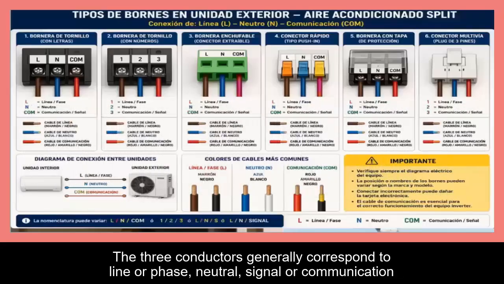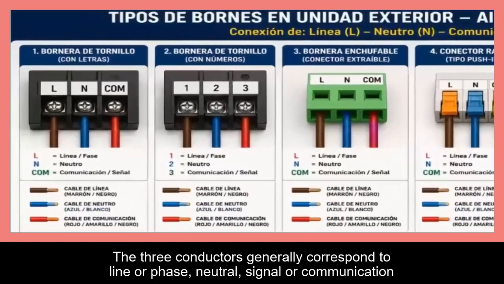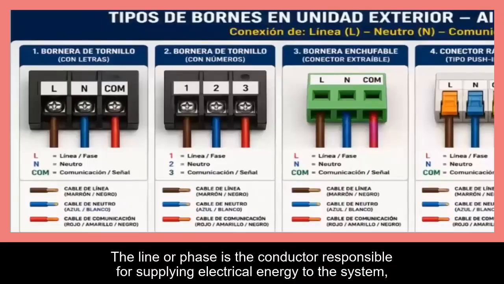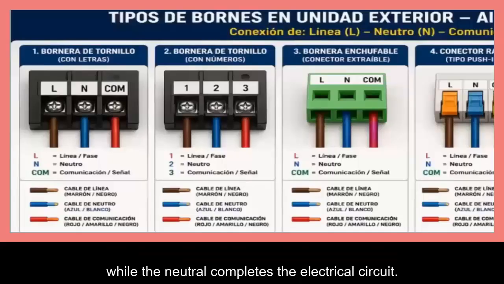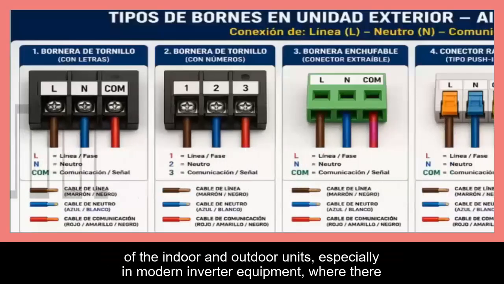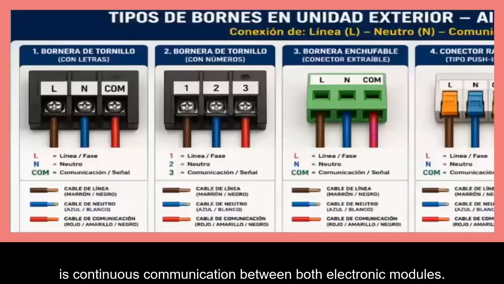The three conductors generally correspond to line or phase, neutral, signal or communication cable. The line or phase is the conductor responsible for supplying electrical energy to the system, while the neutral completes the electrical circuit. The third conductor is responsible for transmitting electronic signals between the control boards of the indoor and outdoor units, especially in modern inverter equipment, where there is continuous communication between both electronic modules.